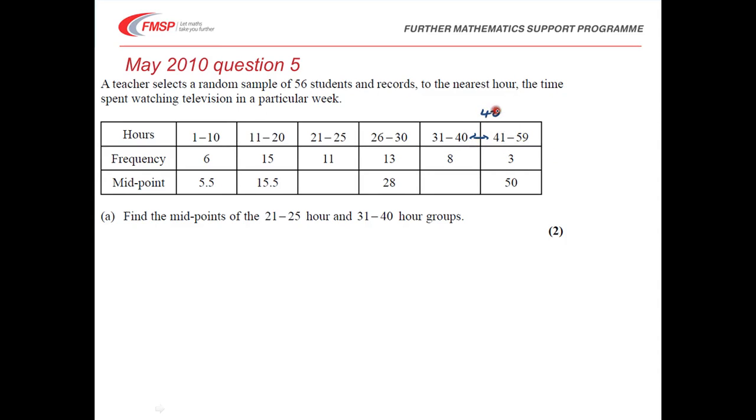So for instance, the final group needs to go from 40.5 to 59.5 to compensate for that. Okay, so firstly we're asked to find midpoints.